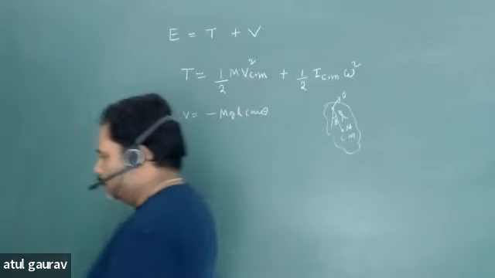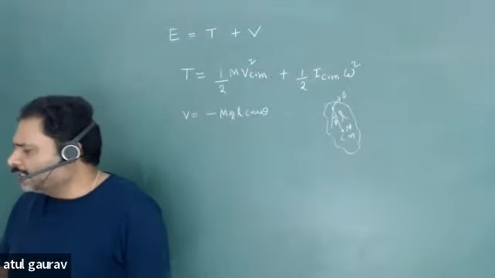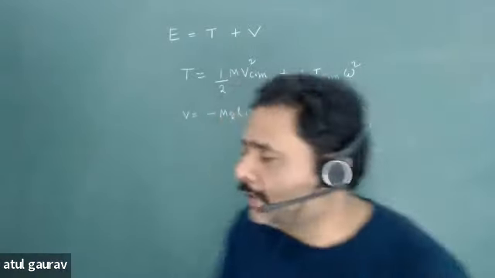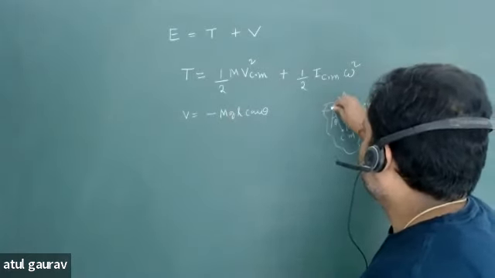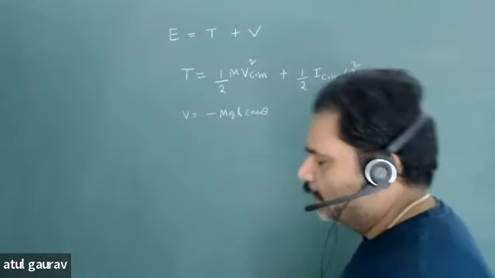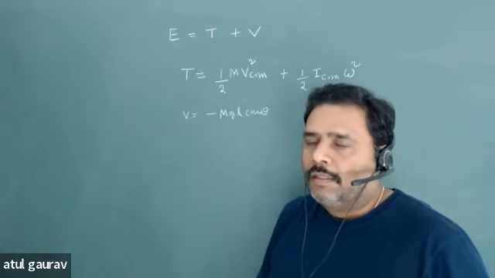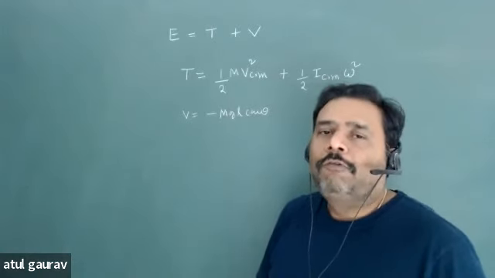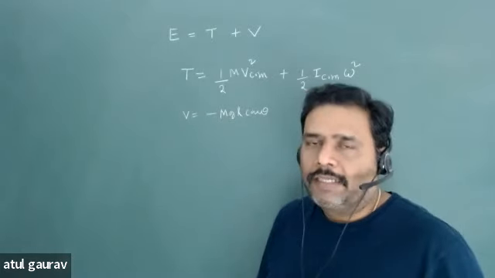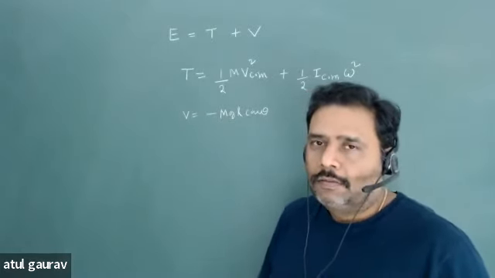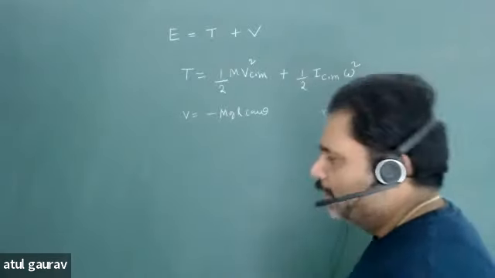Sir, why did the minus come here? The minus came because we are just taking this point as a reference point, so this will be -l. The potential energy will depend on where your reference point is. Are you getting my point or not? I am just assuming this is my zero potential, so this will be -l.